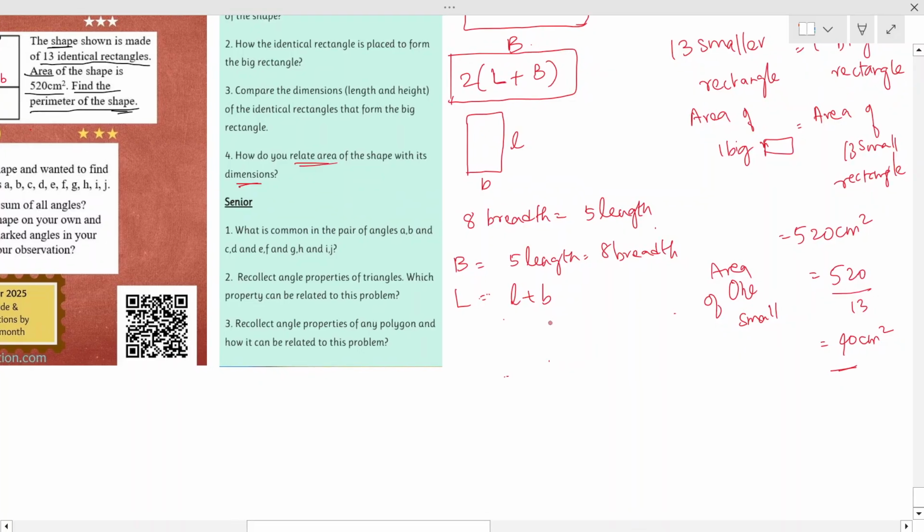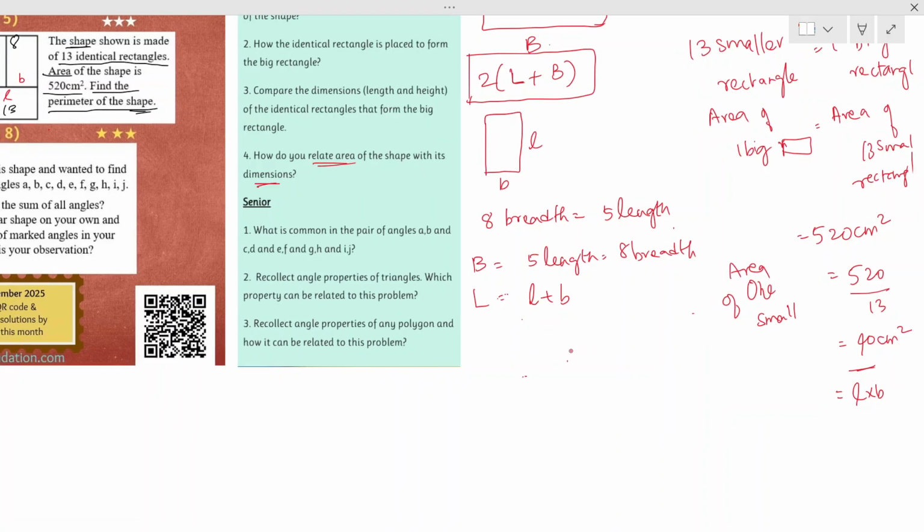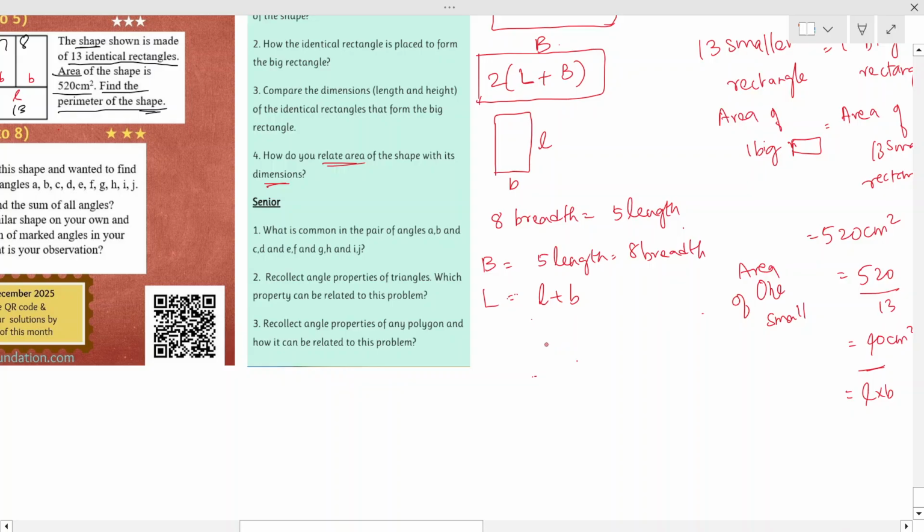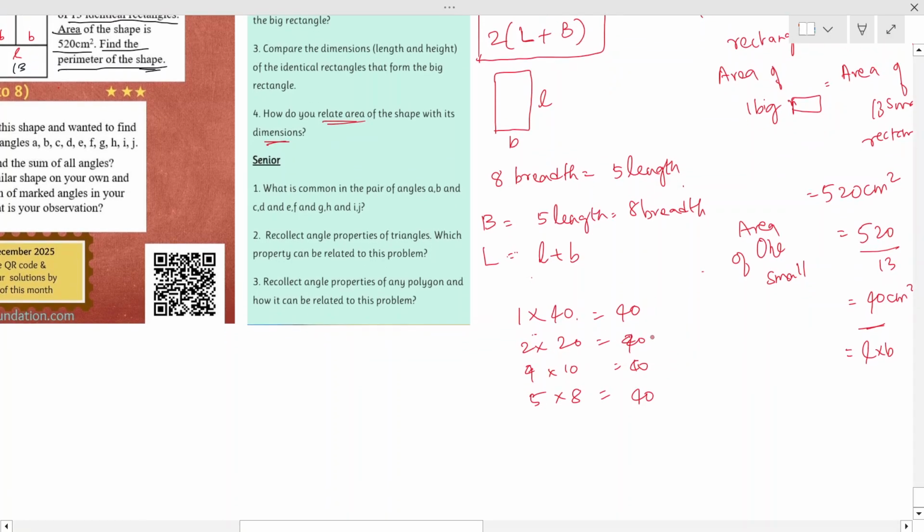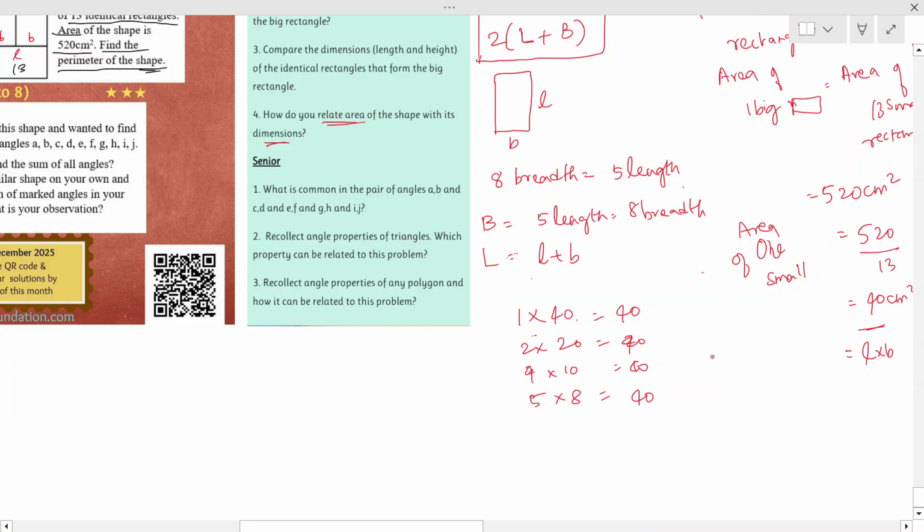So now you have found the area of one small rectangle. You can easily find the L and B, right? Because this is again small L times B. But then how do you find the L and B? Because there can be so many combinations of 40, like 1 times 40 is 40, and 2 times 20 is 40, and 4 times 10 is 40, and 5 times 8 is also 40. There are so many ways to get 40. So which one can I choose? What can be the L and B is the question that you may get.